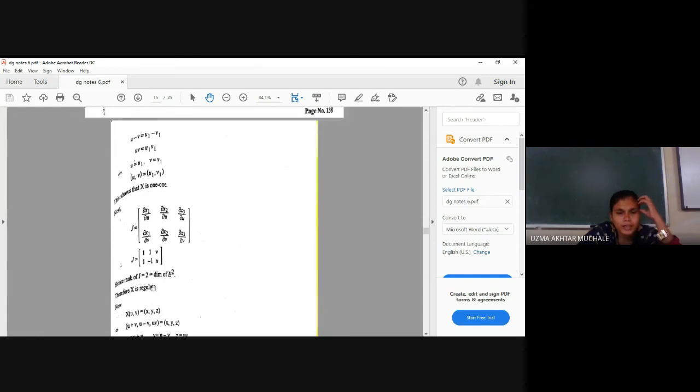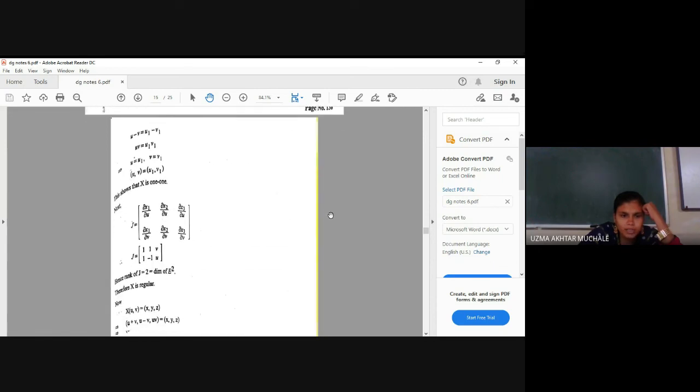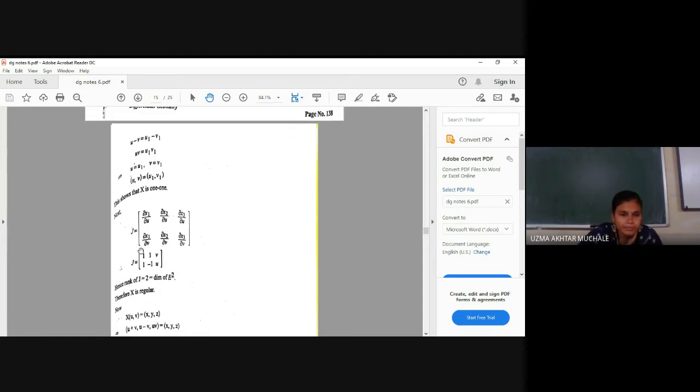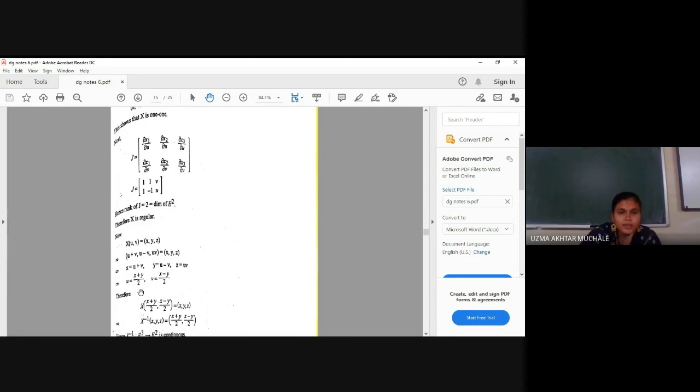To check it is regular, let us rename these functions. x1 is u plus v, x2 is u minus v, and x3 is u into v. Differentiate x1 with respect to u, that is 1. x2 with respect to u is again 1. x3 with respect to u is v. Similarly, you can find the derivatives of x1, x2, x3 with respect to v. That is 1, minus 1, u. And hence we can say you can find a minor of order 2 cross 2 which is non-zero. Hence the rank of the Jacobian matrix is equal to the dimension of the domain. Okay, hence x is regular.